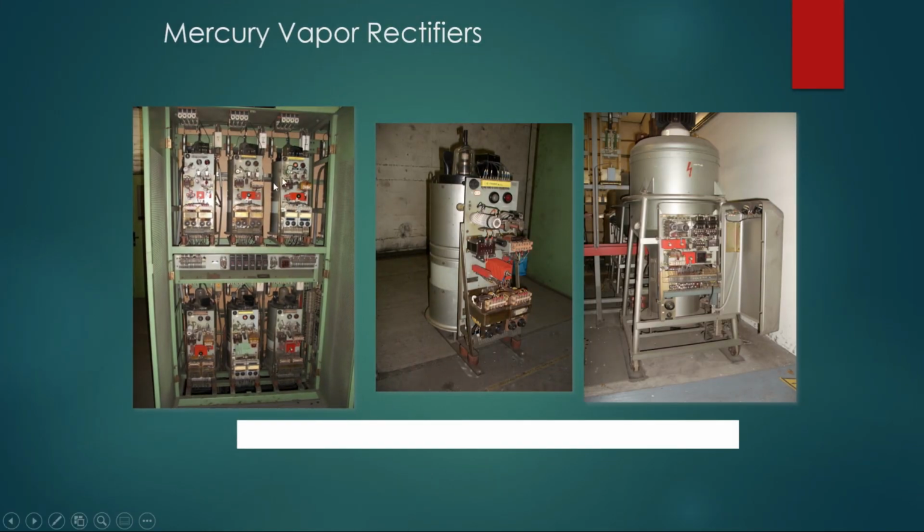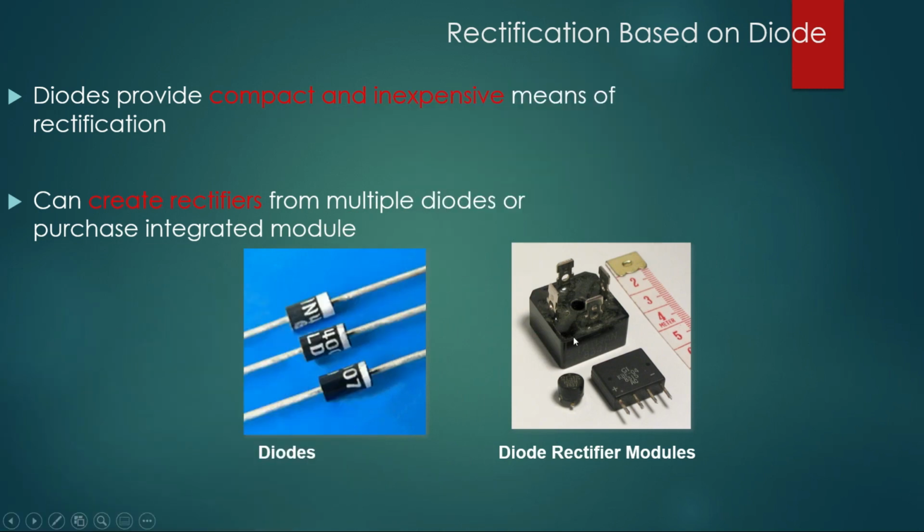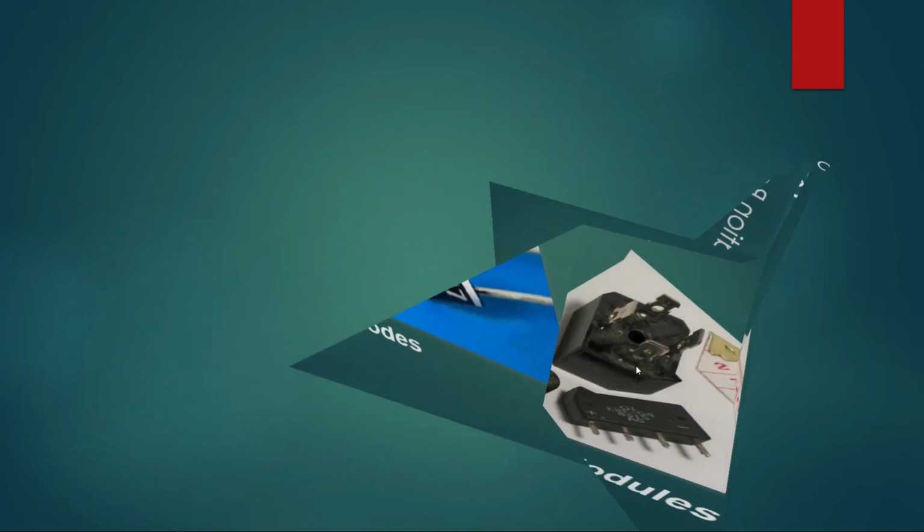Earlier there were different types of rectifiers. These are the mercury vapor rectifiers. You can see they are so bulky and heavy, they look like very heavy machines. But nowadays we have simple diodes. We can use diodes to make the rectifier, and we can also have diode modules, rectifier modules, with a built-in rectifier circuit inside. We can use them.